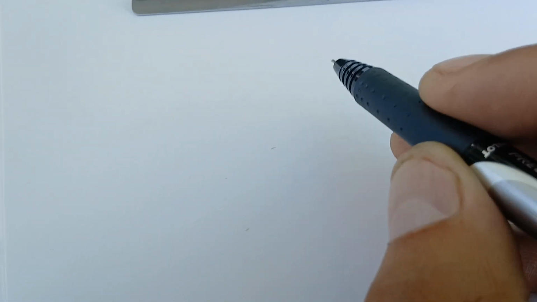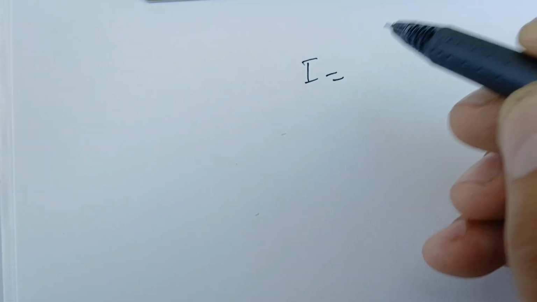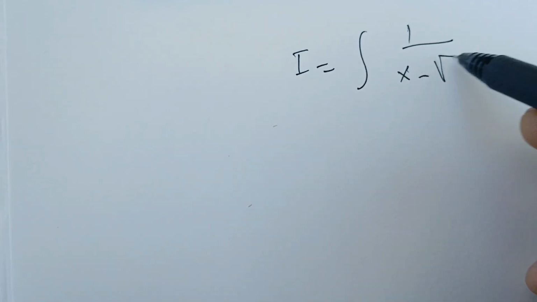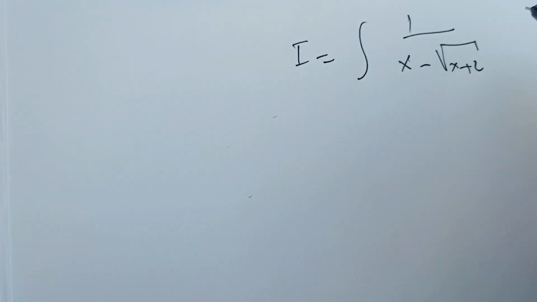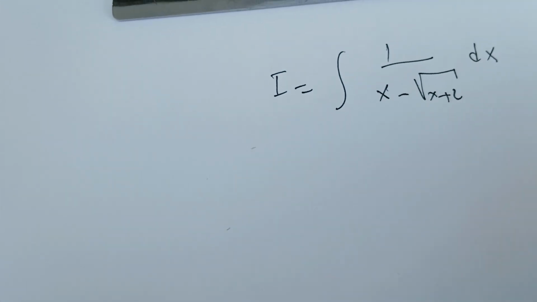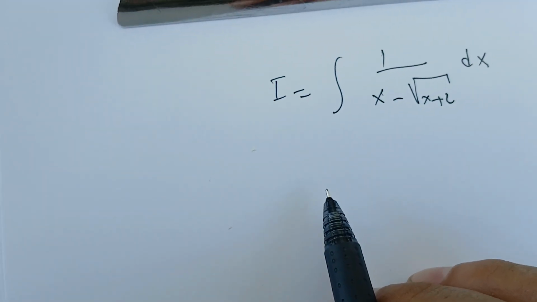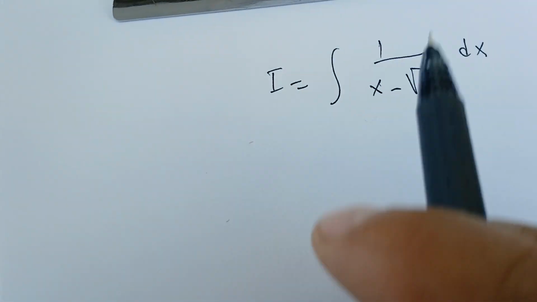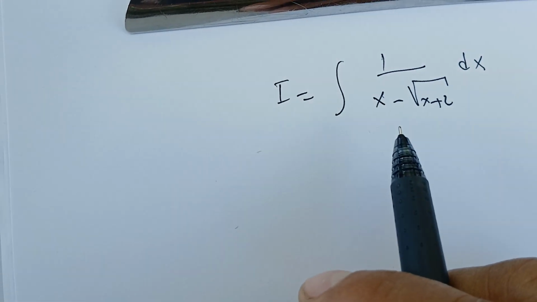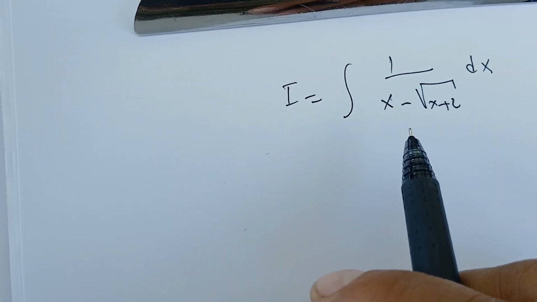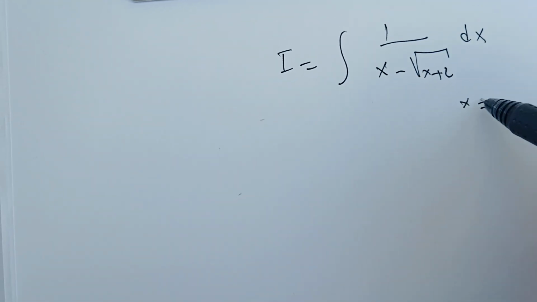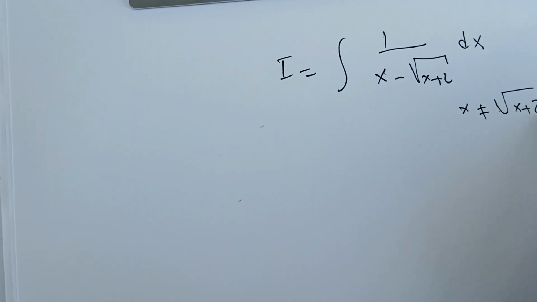Suppose that we want to compute the following integral given by 1 over x minus square root of x plus 2 dx. The first thing that we need is that we don't want to divide by 0. That's why we require that x be different from the square root of x plus 2.